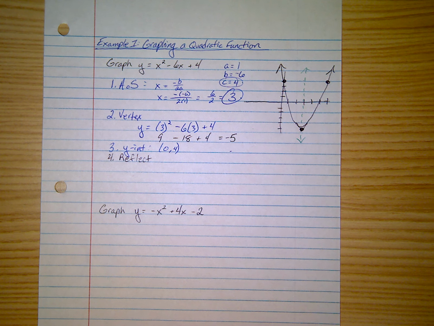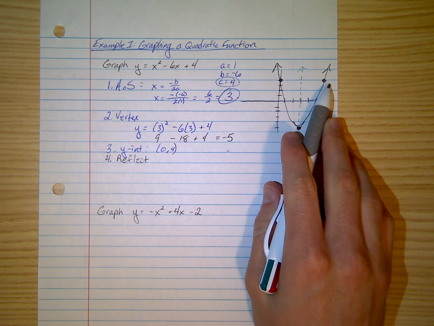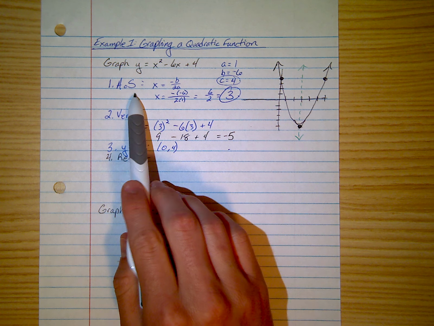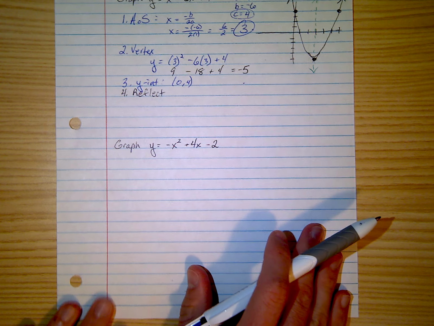Okay, so with these problems that we're doing today, you're only going to be graphing 3 points: the vertex, the y-intercept, and its reflection. All right, but in order to do the vertex, you have to find the axis of symmetry. So there's 4 steps to each of these problems.